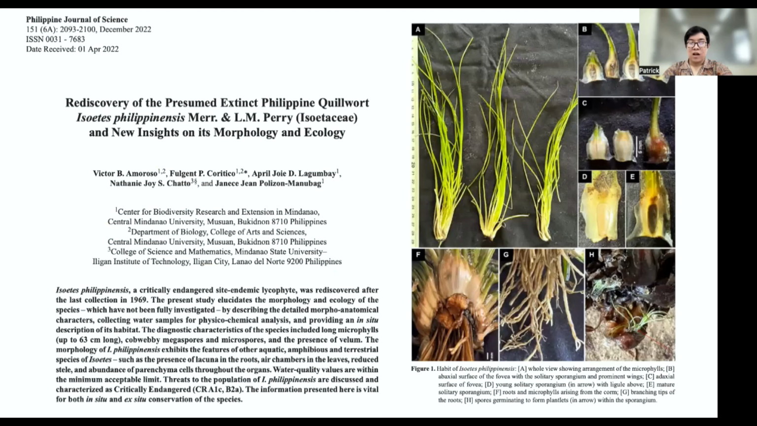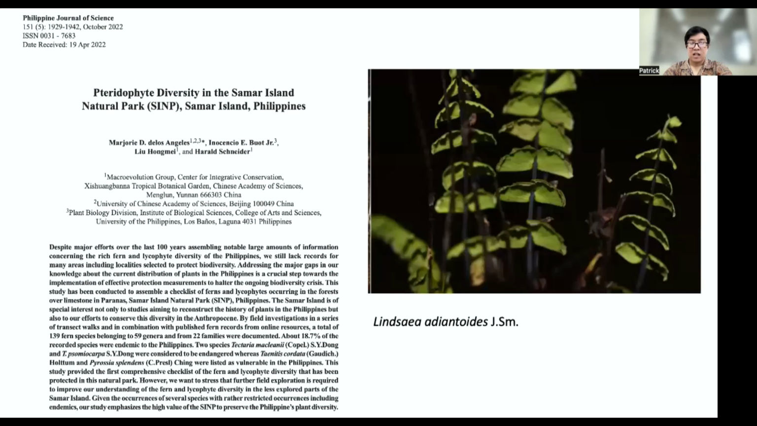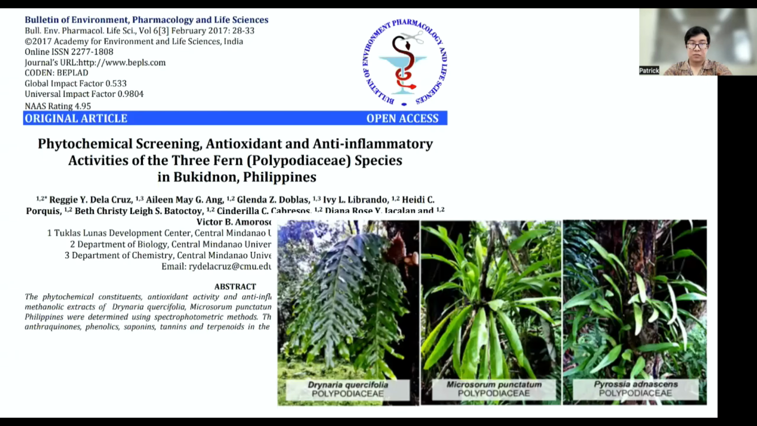Of course, in the Philippines, we have several fern studies. Amoroso et al. 2022 rediscovered a presumed extinct species, Isoetes philippinensis, where they did a very good account of its ecology and morphology. De Los Angeles et al. 2022 also observed the diversity of pteridophytes in the Sumlon Island Natural Park. Their study lists endemic and endangered species that occurred in the natural park, which emphasizes the high value of the SINP to preserve the Philippines' plant diversity.